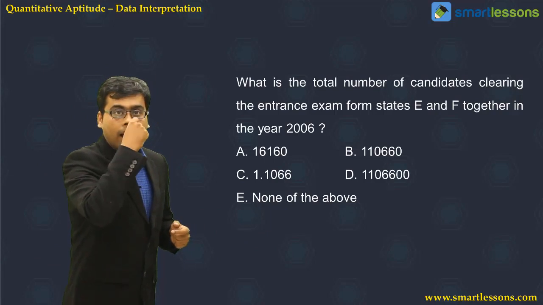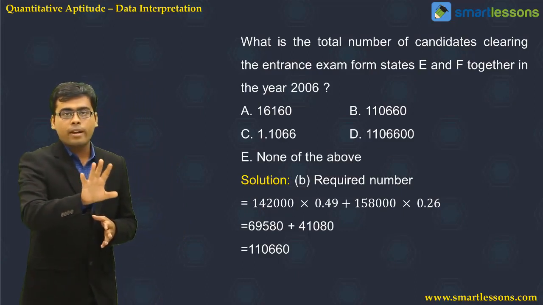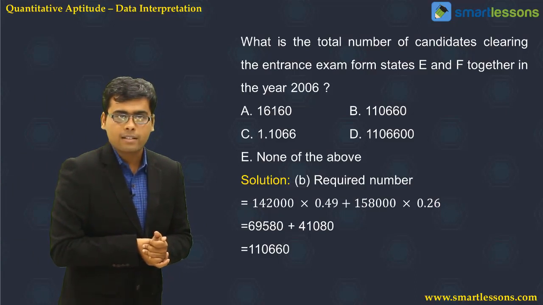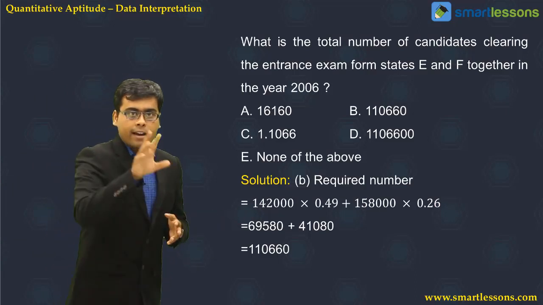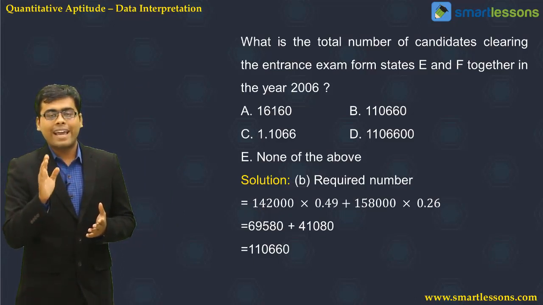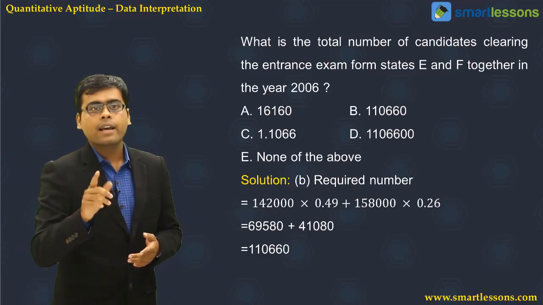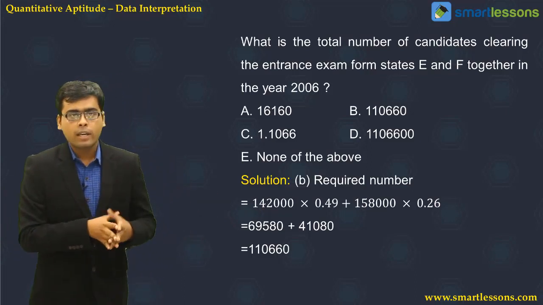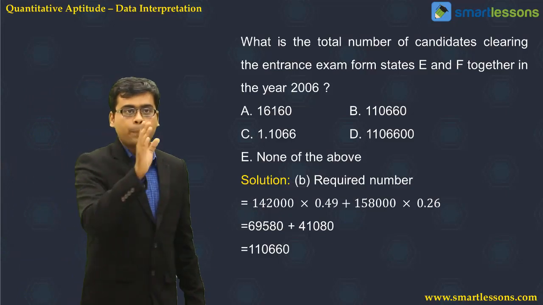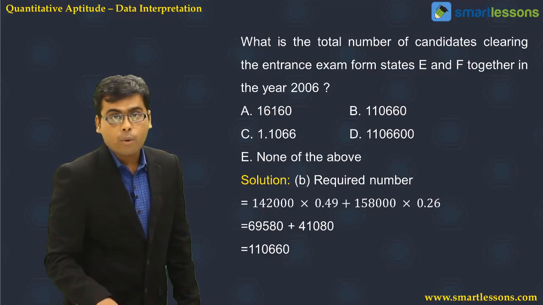So you can see from state E in 2006, 49% of 1.42 lakhs of candidates qualified the exam. So what is 49% of 1.42 lakhs? That is 69,580. And from state F in the same year, 26% of 1.58 lakh candidates qualified the exam. So 26% of 1.58 lakhs is 41,080. Now if you add these two, you will get 1,10,660. So that means option B is the correct option, because option B is 1,10,660. So this is the way you have to answer.